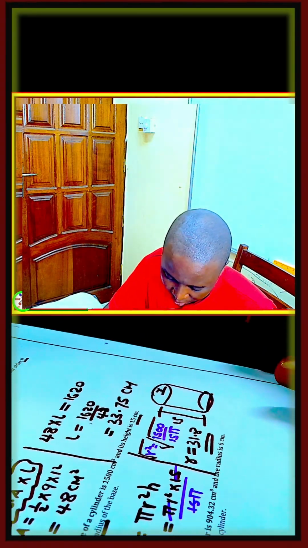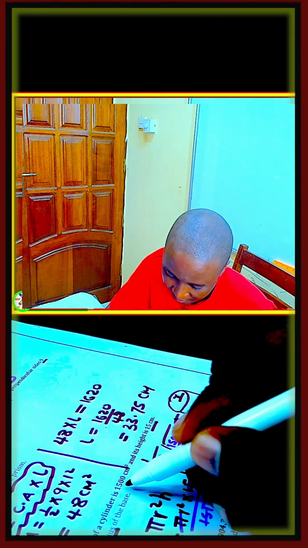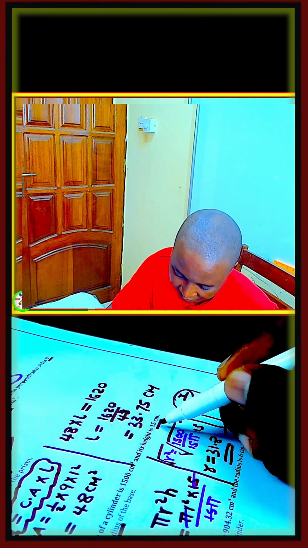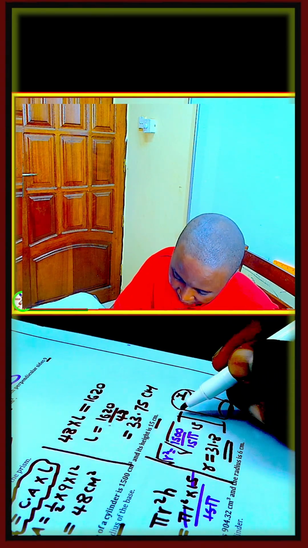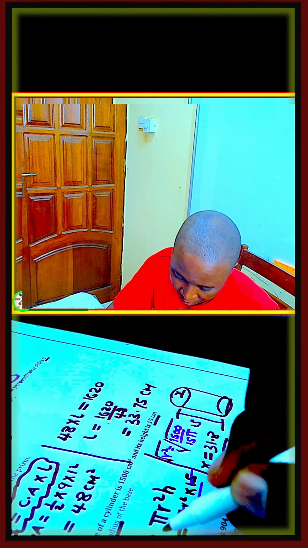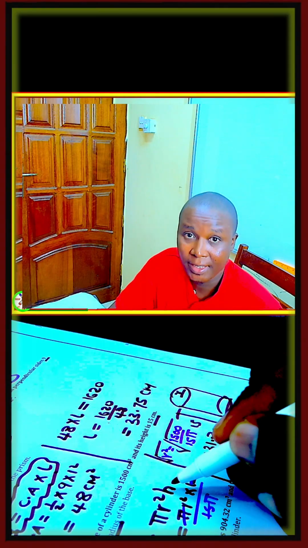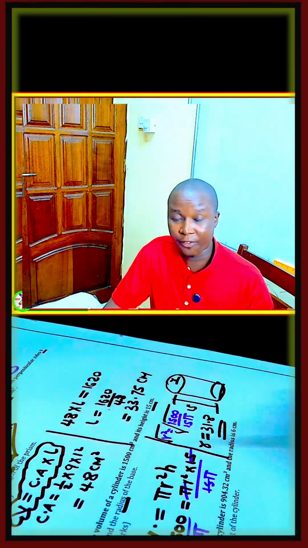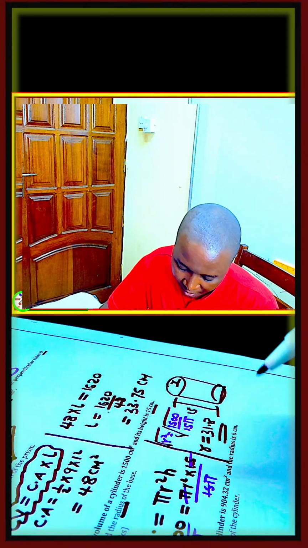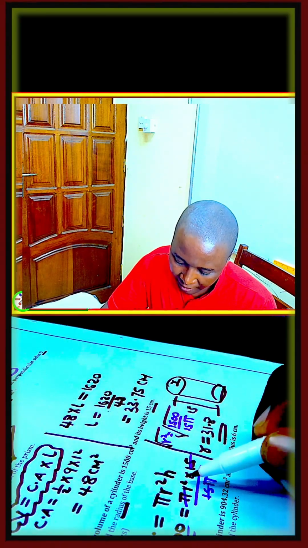So you can see in this question, you are told the volume of the cylinder is 1500 cubic centimeters and the height is 15 centimeters. So we have just drawn the cylinder here. Then we need to remember that the volume is equal to pi r squared h, that's the formula for the volume of a cylinder. Then we can now say that 1500 is equal to pi r squared h.